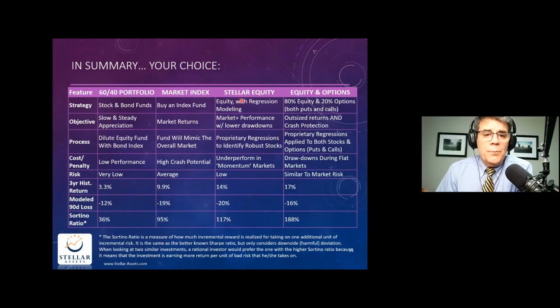This stellar equity option is with regression modeling, so not just the risk off model, but all of the models combined to find robust stocks.